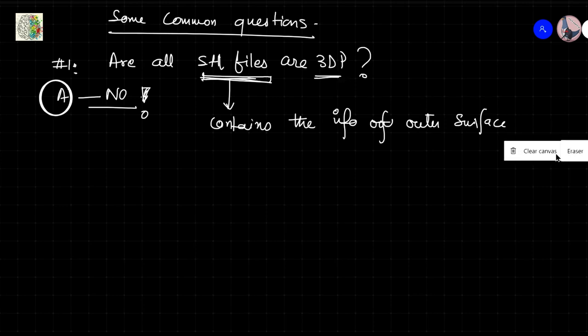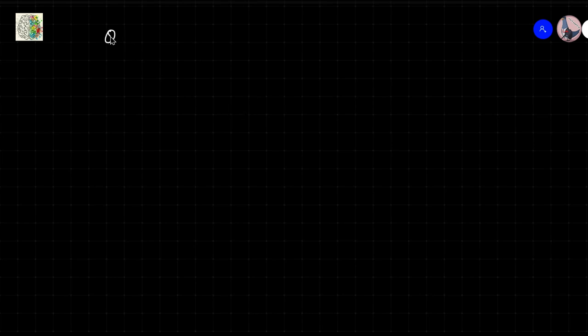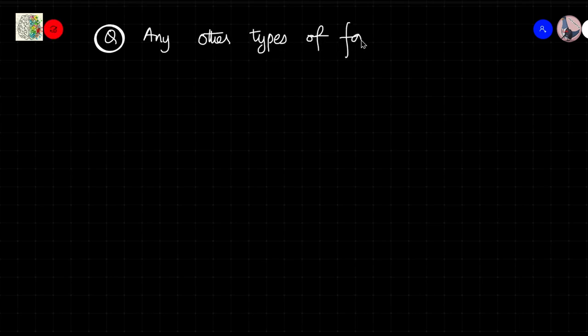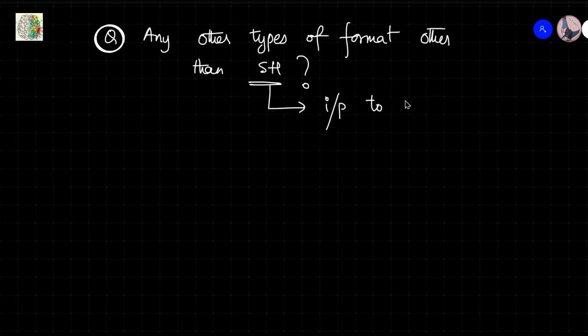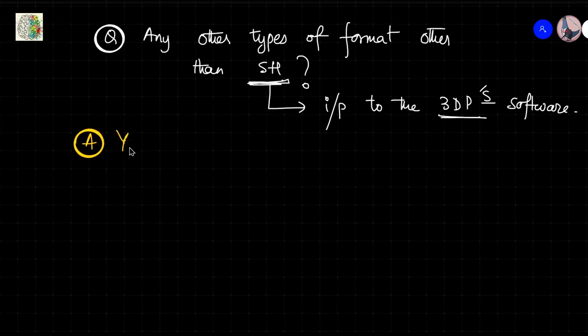Okay. Second question: are there any other file formats other than STL? What I have told earlier, I will repeat: these STL formats are the input to the 3D printer's software. So what you want to ask is whether there is any other file format which this 3D printer software can understand. And the answer to this is yes. There are, I guess, around 30 to 35 different types of formats which 3D printers can understand.